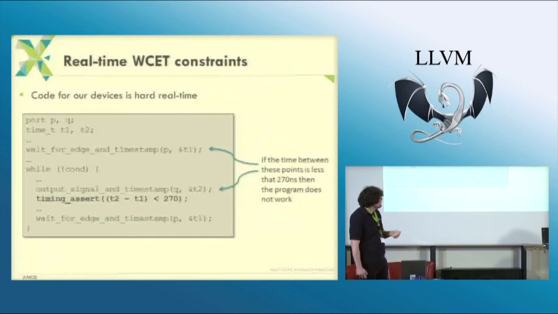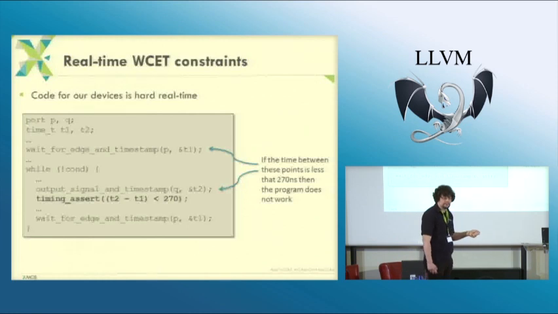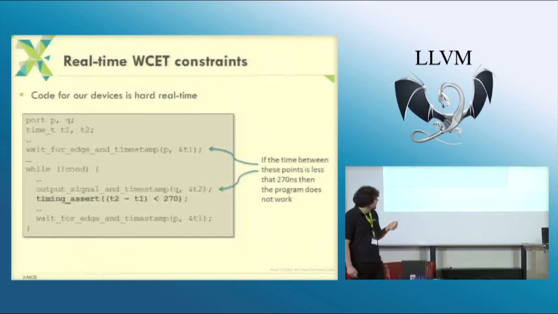What we're actually saying here is that between these 2 points, if the time is less than a certain constraint, 270 nanoseconds, say, then the program doesn't work anymore because the external I/O protocol requires it. Okay? So we have these fine-grained, rather hard timing constraints in our program.